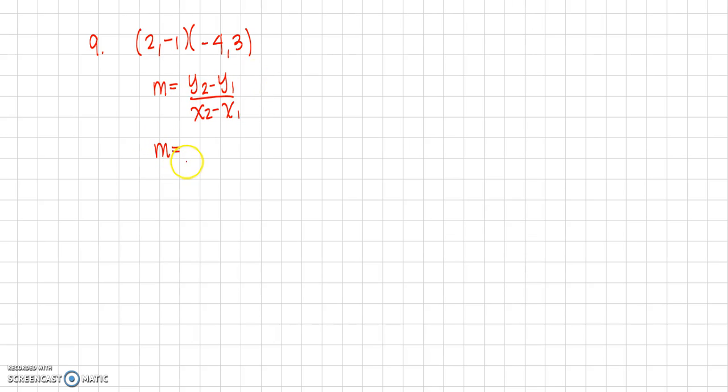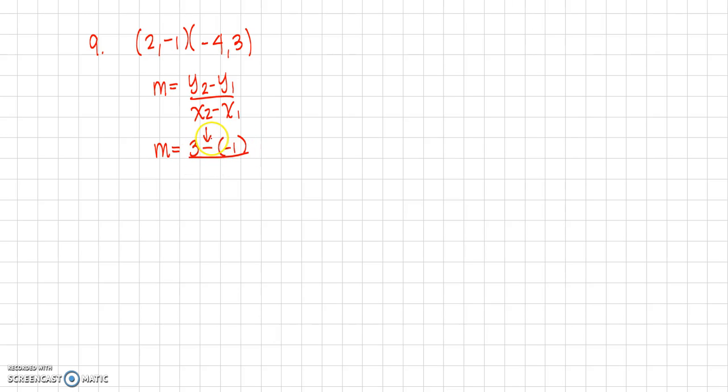Also remember, it doesn't matter which order you put the y's in on top. You can do 3 minus negative 1. If you do 3 minus negative 1 in the numerator, you have to start with this x in the denominator and do negative 4 minus 2. If you start with the other y's in the numerator, you have to start with the other x's in the denominator. So I'm going to do 3 minus negative 1.